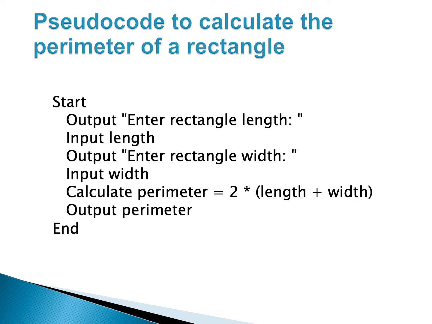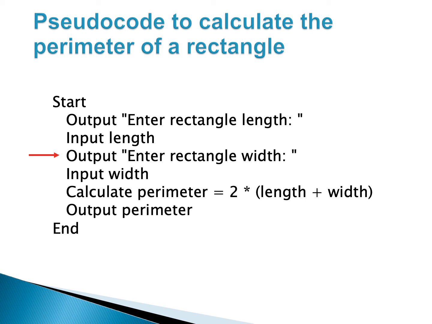Say that we want to calculate the perimeter of a rectangle. To start off, we need to write start. Then, as we want to display something, we will use output. What do we want to display? We want to display the sentence enter rectangle length. Next line, we want the user to enter or type in the value of the rectangle length, meaning that we are expecting an input. So, we will write input length.